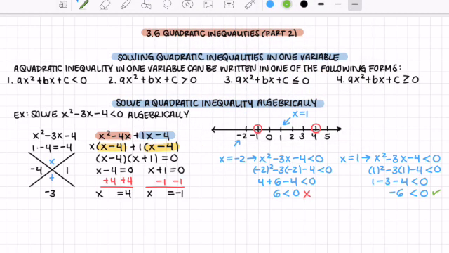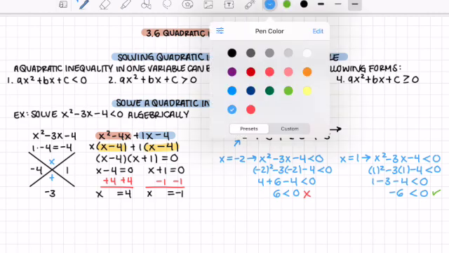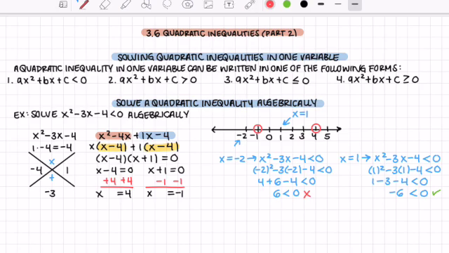So since this is a true statement, that means that any point in the middle area between -1 and 4 has to be a solution. So I'll draw a red line connecting them both to each other.